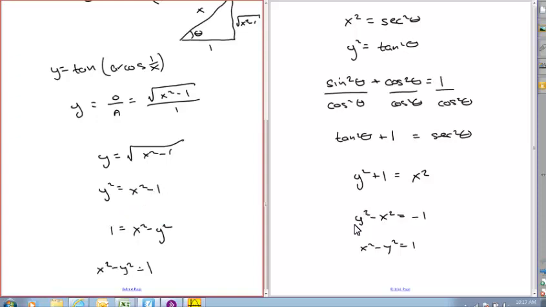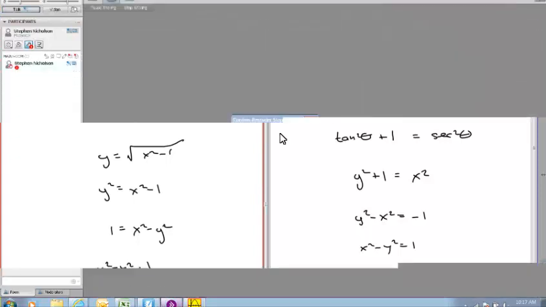So you can see there's two ways of doing it. And the one on the right is probably the one that's used more, just to try to take these and use some kind of Pythagorean identity. Okay.